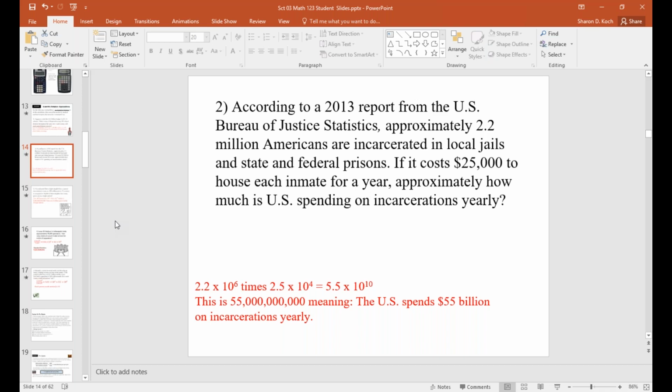All right, so in this case, it says approximately 2.2 million. So 2.2 million is 10 to the 6th power. So I'm going to take that scientific notation, multiply it by 25,000. In scientific notation is 2.5 times 10 to the fourth. Okay, I'm going to follow my rules here, and I'm going to round appropriately to 2 digits. And then I also need to make sure my powers of 10 are correct. So 5.5 times 10 to the 10th power is going to be the same thing as $55 billion. Okay, that's a lot of money on incarcerations.